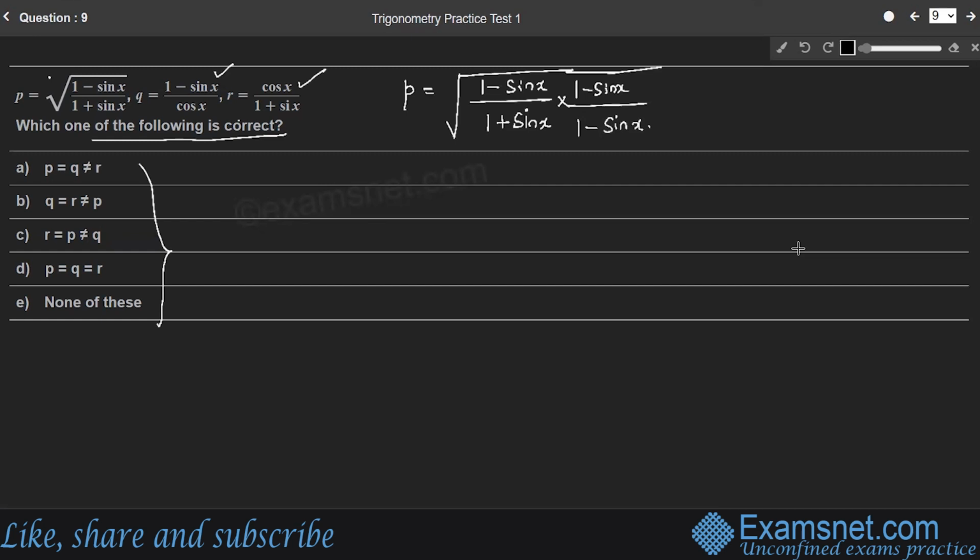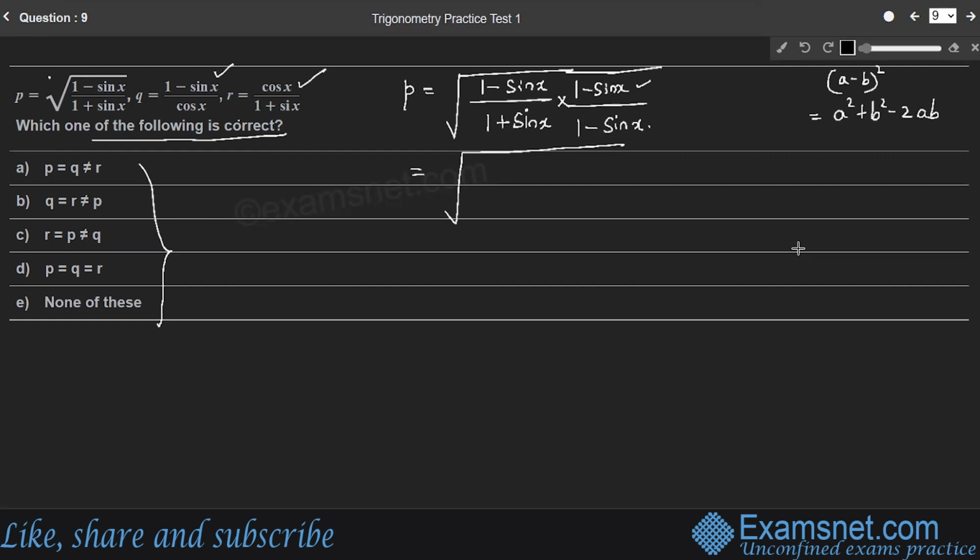Which is inside the root, right? So P becomes square root of, where the numerator part is in the form of 1 minus sin x the whole square, which is a minus b the whole square, equal to a square plus b square minus 2ab, right?